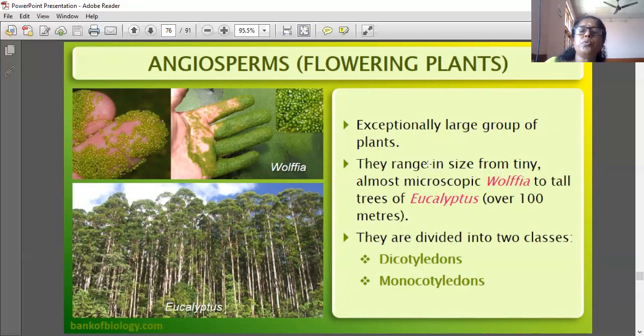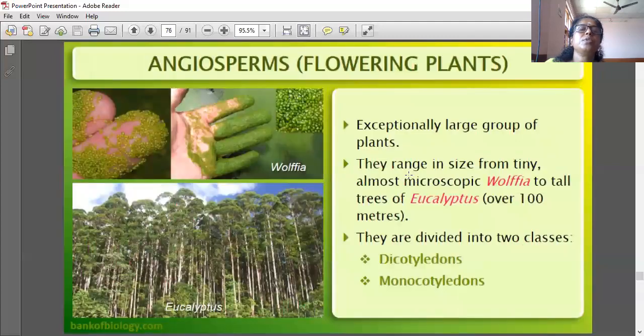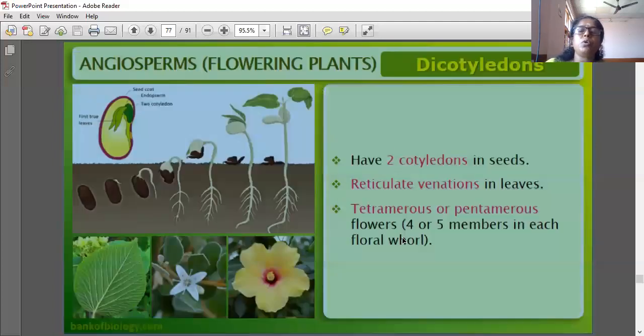Angiosperms are an exceptionally large group of plants. They range in size from the tiny, almost microscopic Wolffia to the tall trees of Eucalyptus. The smallest one is Wolffia and the tallest one is Eucalyptus. They are divided into two classes, dicotyledons and monocotyledons.